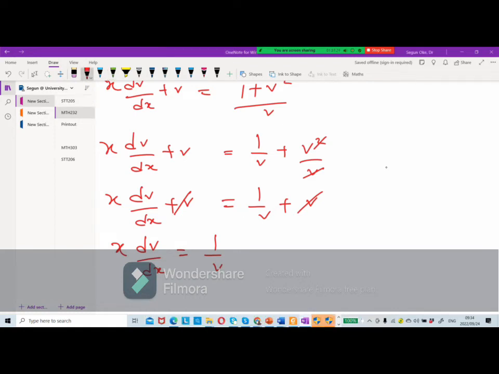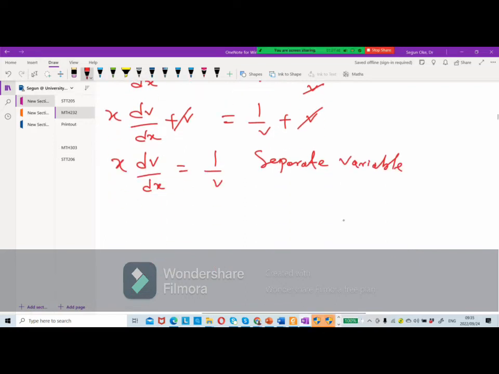So what do we do at this point? We need to separate the variables. How do we separate the variables in this case? Who can tell us? We multiply by v and divide by x. We do what? Multiply by v over x. Multiply by v over x, right? Yes, yes.